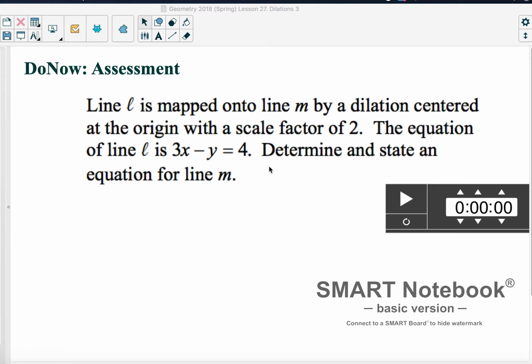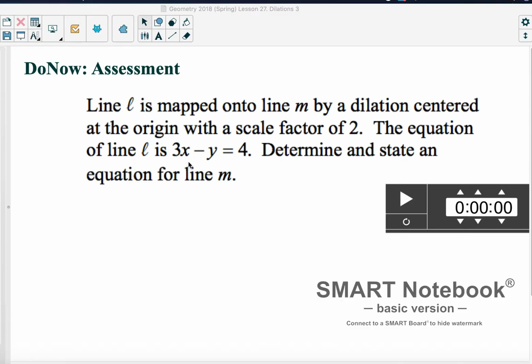This was your assessment from yesterday, so we're just going to go over that real quick. It asks you to, it's got this line L mapped onto line M by dilation centered at the origin with a scale factor of 2. The equation of line L is this. Determine and state an equation for line M.